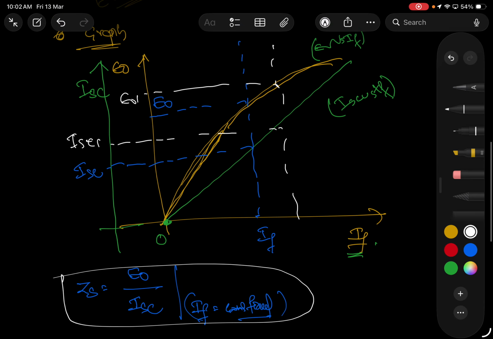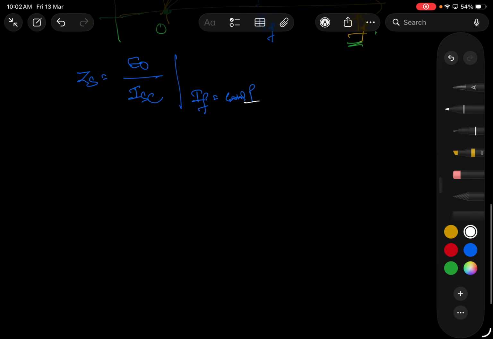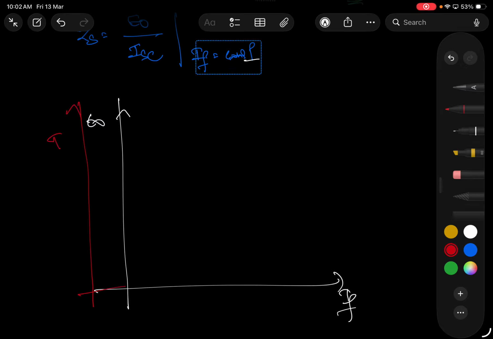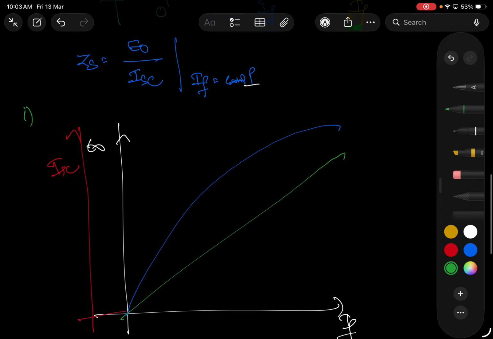Instead of this, let me try to draw fast. This is ISC and this is the short circuit condition. Now there are several ways to calculate this ZS. One is ZS saturated, and this is the second method, ZS saturated.